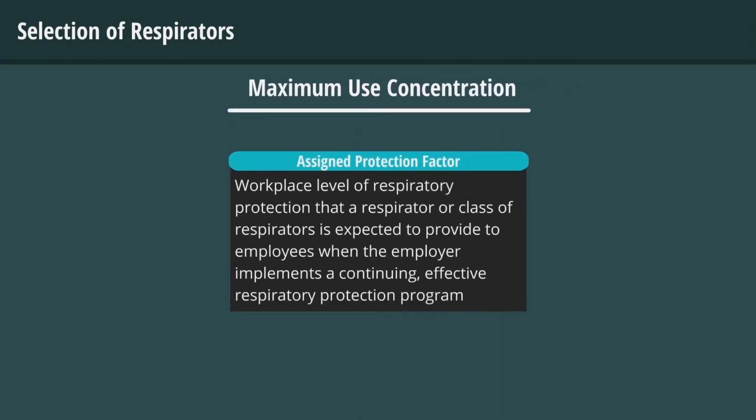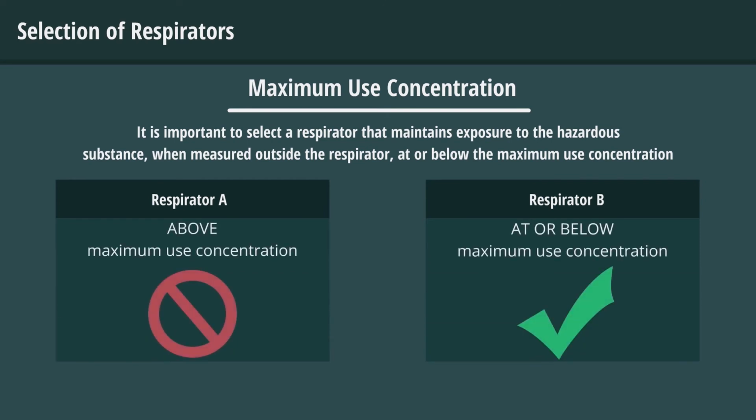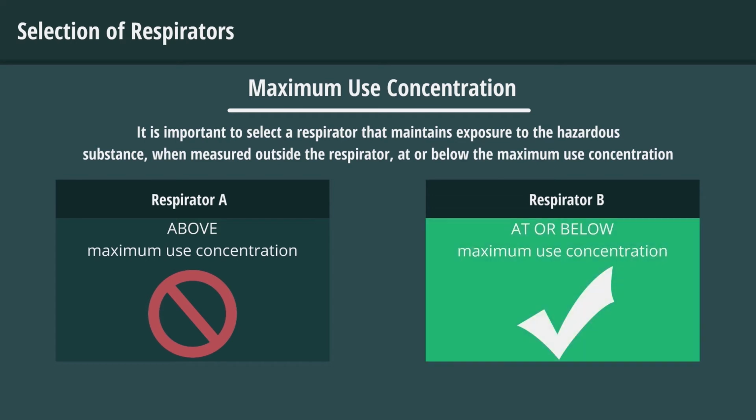The assigned protection factor is the workplace level of respiratory protection that a respirator or class of respirators is expected to provide to employees when the employer implements a continuing, effective respiratory protection program. It is important to select a respirator that maintains exposure to the hazardous substance when measured outside the respirator at or below the maximum use concentration.